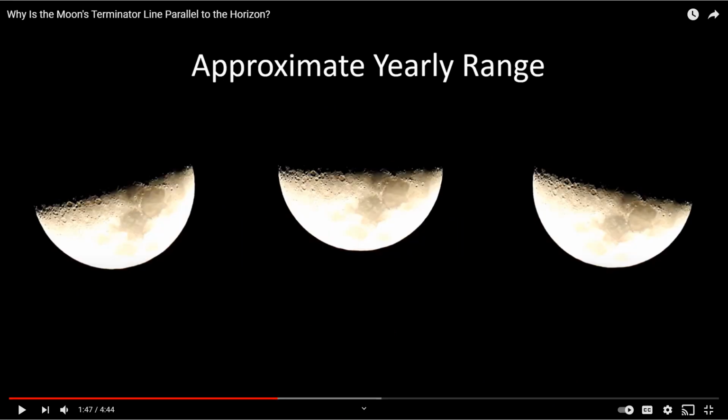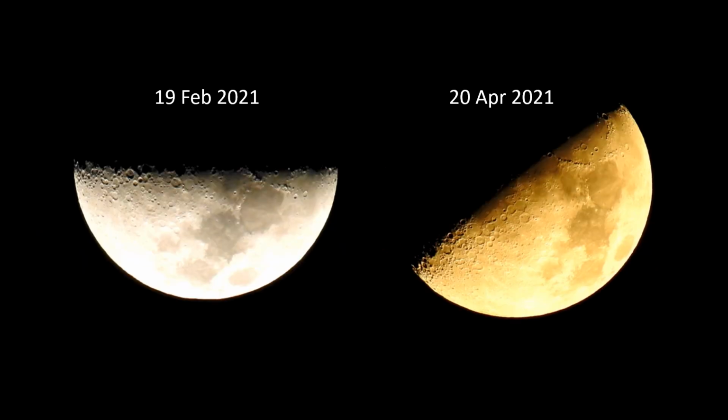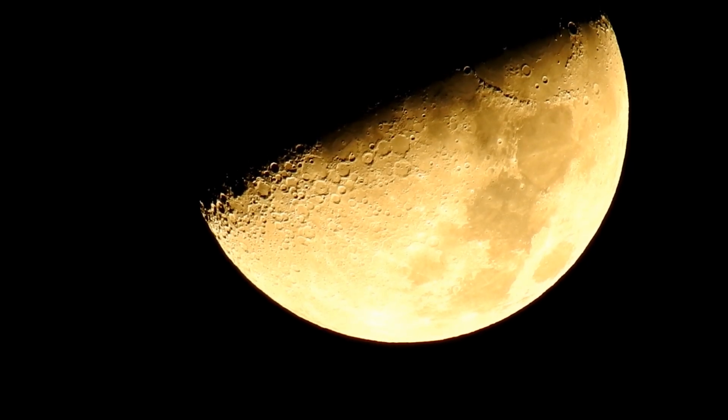Now I also showed that the terminator line wasn't always parallel to the horizon. It varied during the course of the year. And this is what the moon looked like 2 months later on the 20th of April. So here is the video.